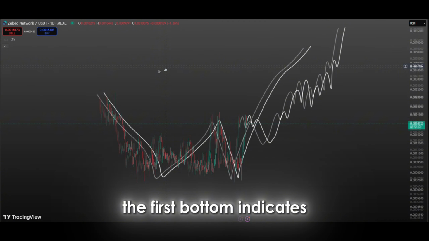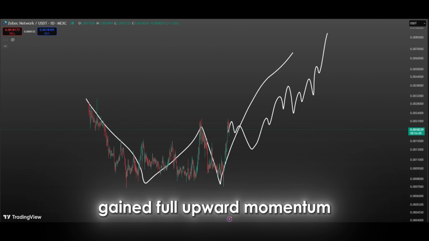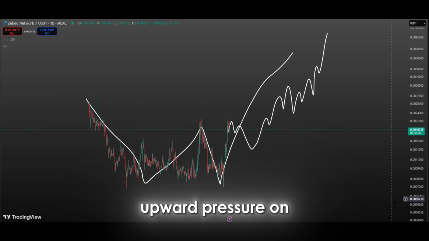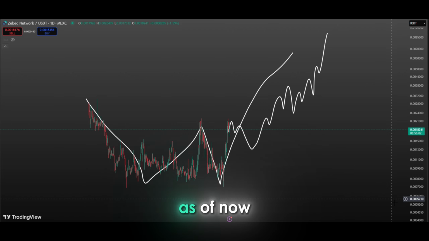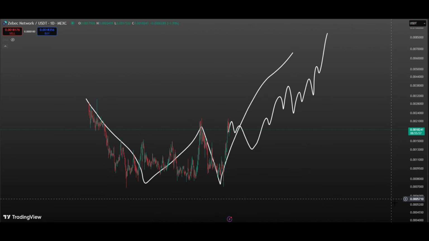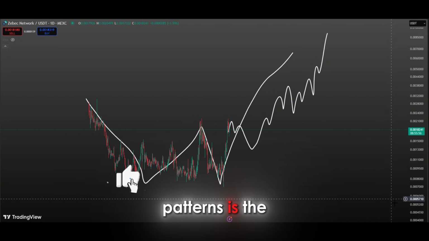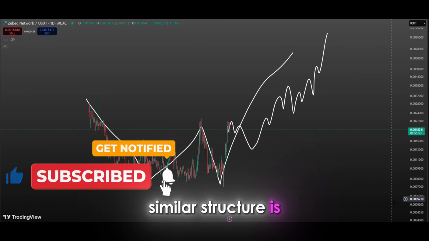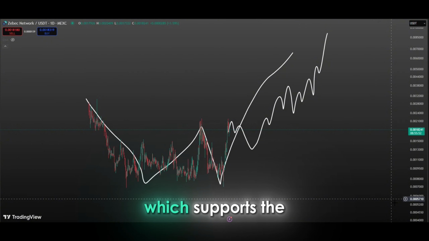The recovery after the first bottom indicates that the price has not yet gained full upward momentum, while the second bottom shows that buyers have stepped in more strongly and are applying upward pressure on the price. This indicates that the market is showing resistance to further declines at the second bottom and is preparing for a directional shift. As of now, the price has started moving upward strongly from the second bottom of this W pattern. This shows that investors see this area as a strong support level and are increasingly willing to buy at these levels. One of the most important characteristics of W patterns is the increase in volume and strengthening of upward momentum at the second bottom. A similar structure is observed in this scenario as well, which supports the technical validity of the pattern.